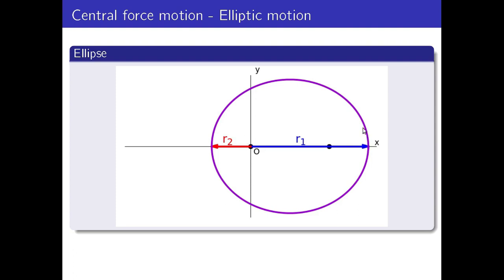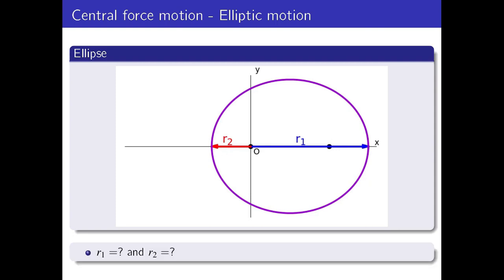Let us consider the change of R on the elliptic orbit. After the position of R1, it decreases till R2 and then it increases till R1, and at the positions R1 and R2, it doesn't change momentarily. Let us calculate R1 and R2 in terms of the parameters of the central force motion.